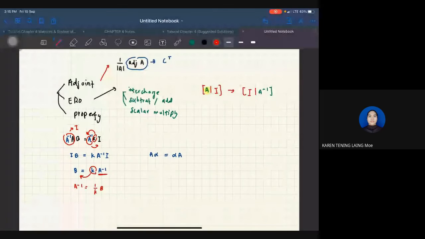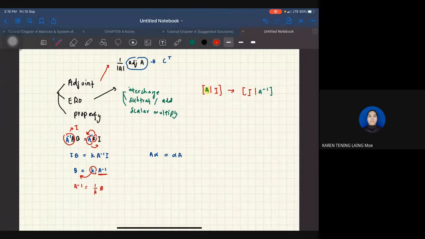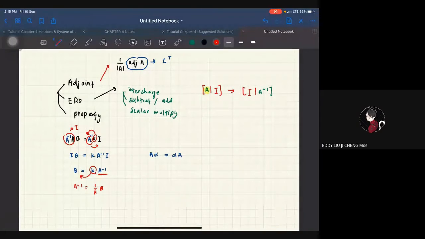Siapa cakap inverse matrix ada untuk selain square matrix? Cuba angkat tangan. Saya tengok betapa ramai kat situ. Only have in square matrix. Ada beberapa orang angkat tangan. Okay, so jawapan dia is tak boleh, dia tak ada. So inverse matrix dia hanya ada untuk square matrix sahaja.